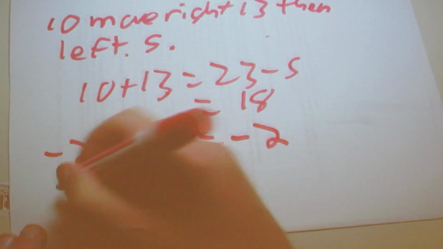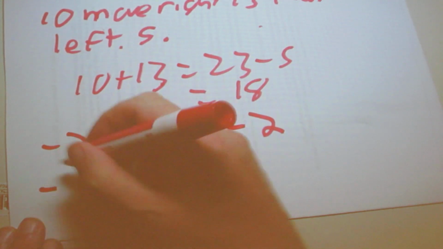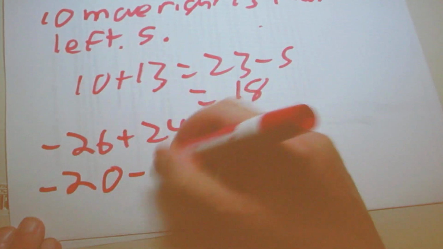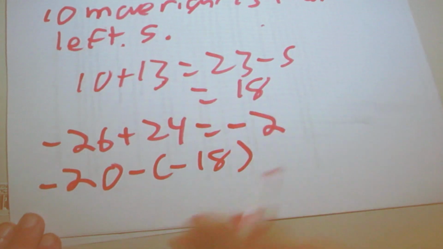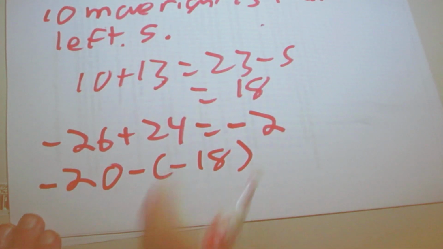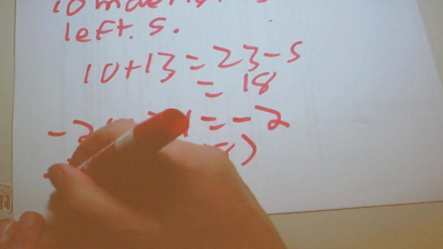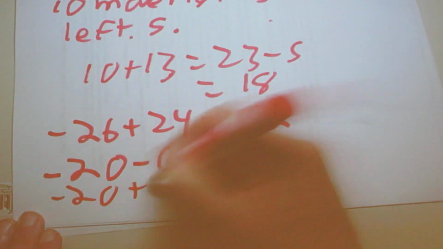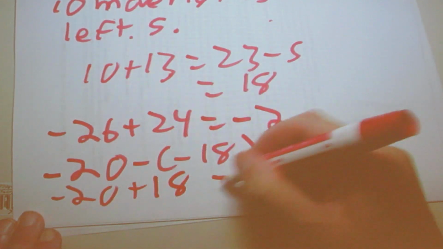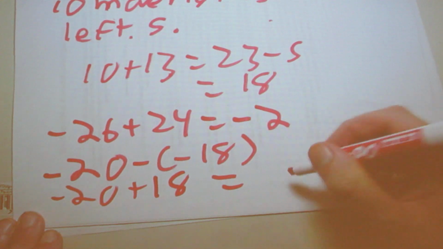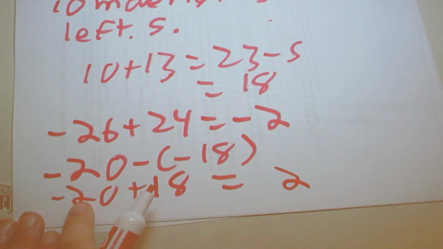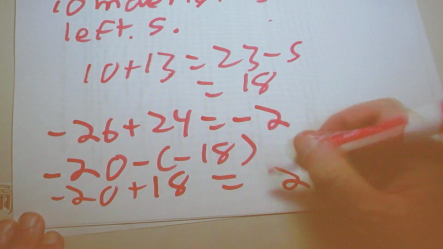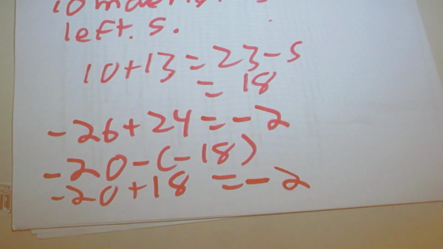Then let's say we have negative 20 minus negative 18. When we have minus like that, it becomes plus. So we have negative 20 plus 18. 20 minus 18 is 2. The 20 has a negative, so again, our answer on this one will be negative 2.